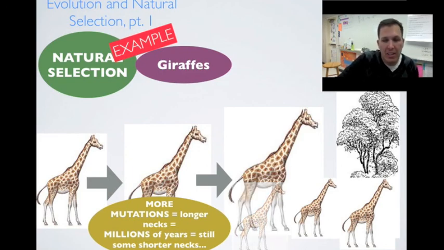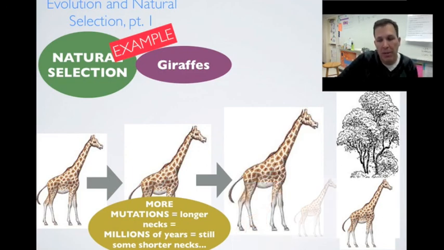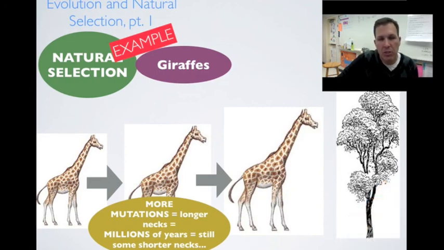So unfortunately, they're probably not going to survive. They're not going to reproduce. And so the best mutations win. In this case, longer neck. All right. So that's a classic example. We'll talk more about that in class.